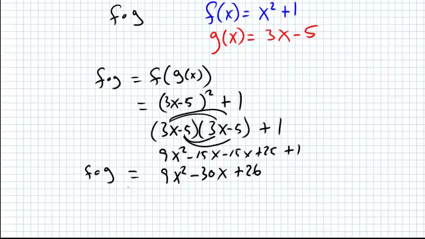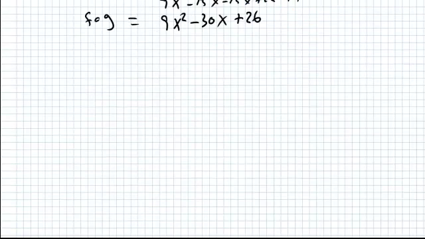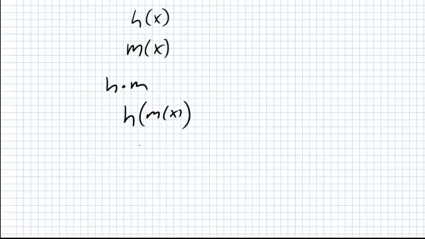These are called f circle g and g circle f. They could be any function. They typically use the first f of x and g of x functions, but I could have any kind of combination of functions. If my function was h of x and m of x, I could have h of m or h of m of x, anything like that, and evaluate it. And that's pretty much all there is to it.